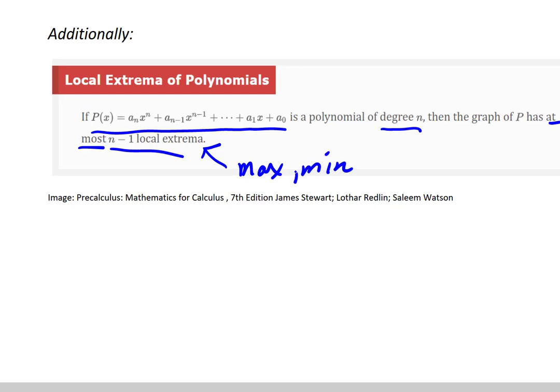The total of local maxima or minima that a polynomial might have of degree n would be n minus 1. You can't have a degree 3 polynomial with 5 different mins and maxes. You're going to be limited to n minus 1 as the most.